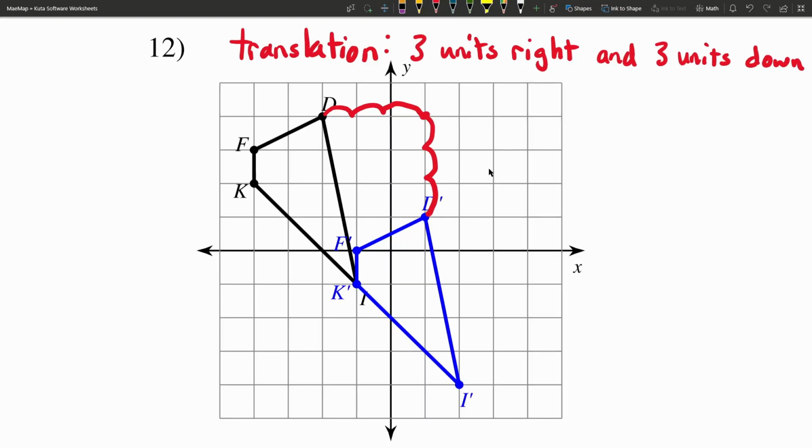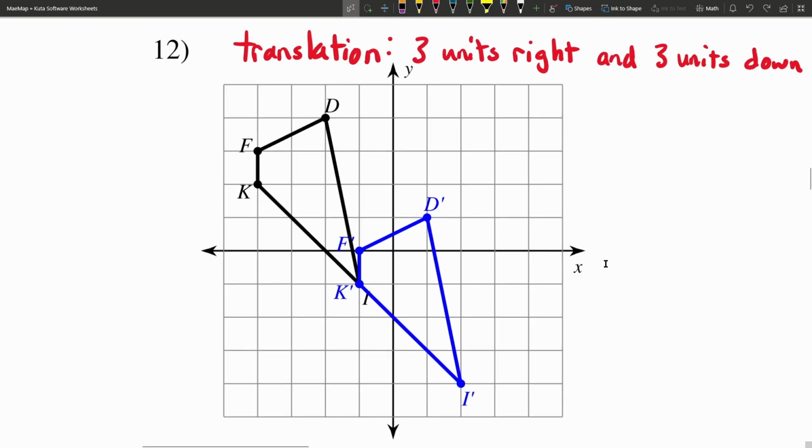And just like before, let's double check this with another point. Let's choose this point F. Let's move right 3, 1, 2, 3, and move down 3, 1, 2, 3. We do indeed get to F prime. Let's move on to number 13.